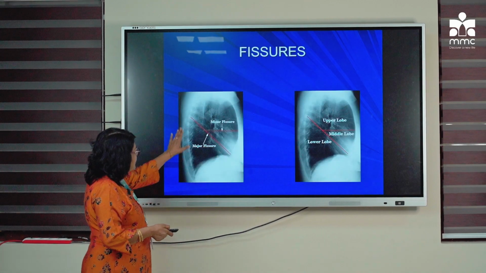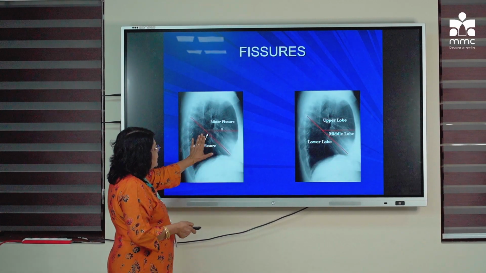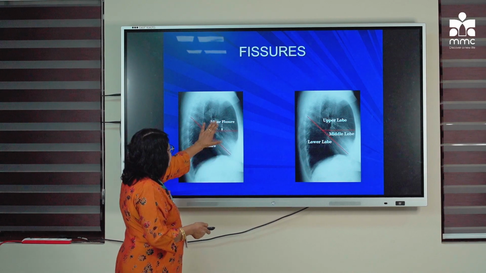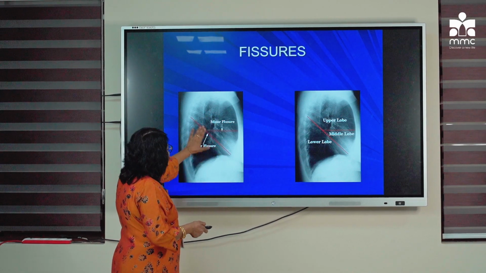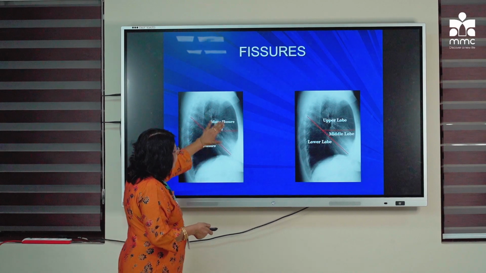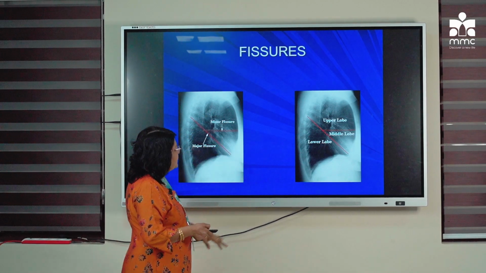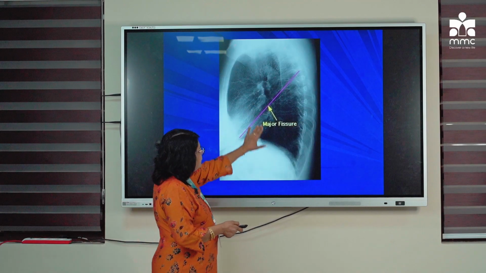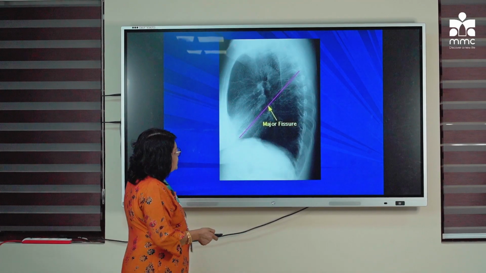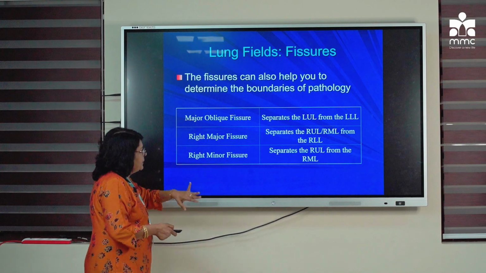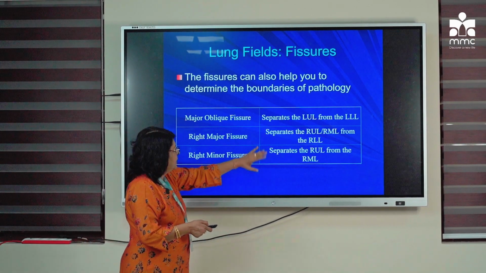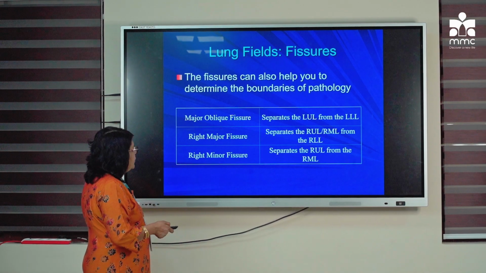Okay, the fissures. You have 2 fissures on the right side, the minor fissure and the oblique fissure. The minor fissure divides the upper from the middle lobe. The oblique fissure divides the lower lobe from the upper and middle. Okay, that is the schematic diagram which is shown. On the left side you have 1 fissure dividing the upper and lower lobes. Okay, so as I told you, the major oblique fissure separates the left upper lobe from the left lower lobe.